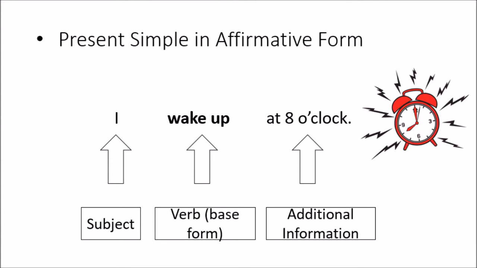To use present simple in its affirmative form, we will need a subject, which can be a pronoun like I in this case. Also, we will need a verb in its base form, like wake up. And, depending on the verb, we can also have some additional information. In this case, at 8 o'clock is information about time, but depending on each verb, we could have this type of information, or maybe we could also have an object receiving the actions of the verb.